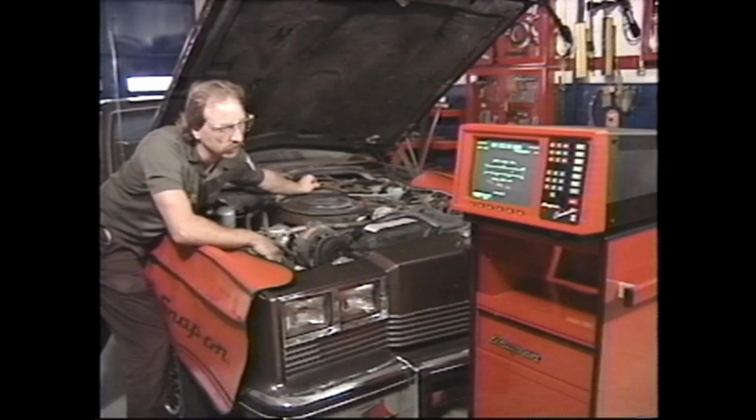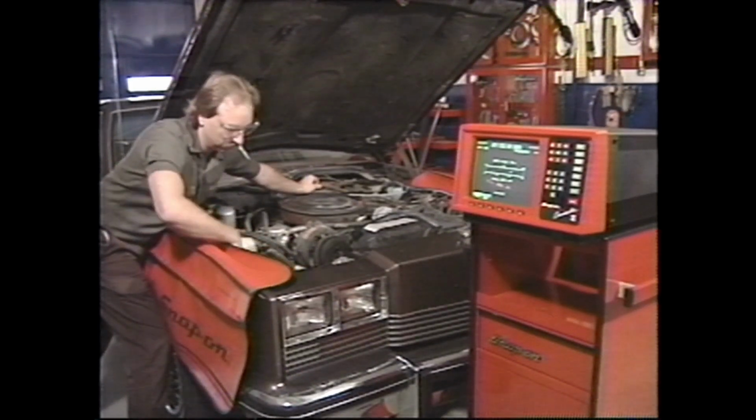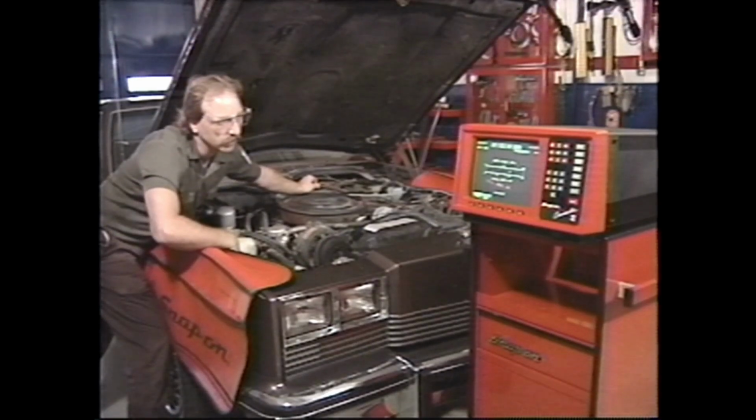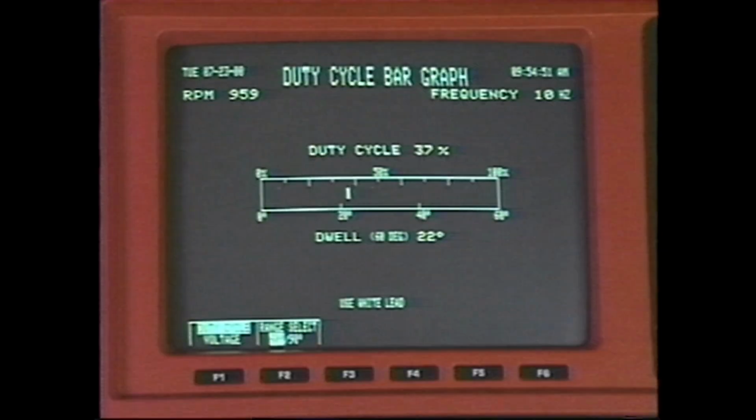If the duty cycle readings are incorrect during the test, check system wiring for continuity and connections for corrosion or tightness. If the values are still incorrect, the oxygen sensor or electronic control unit might be defective.